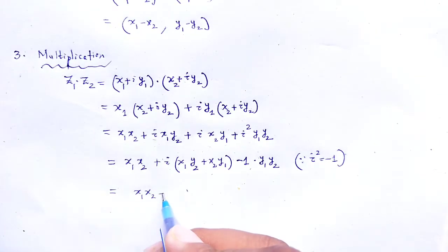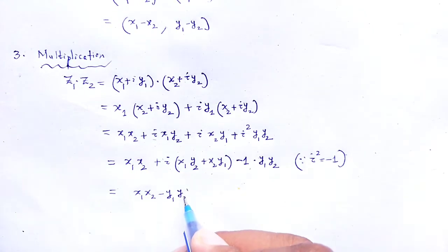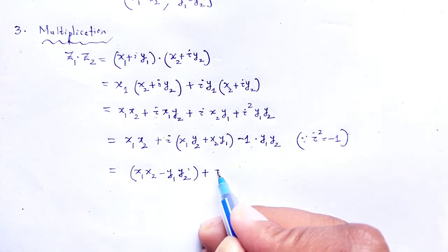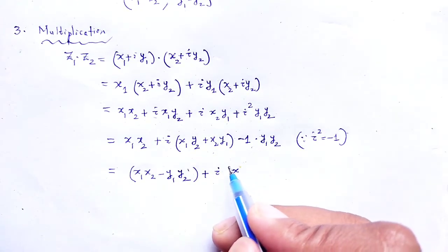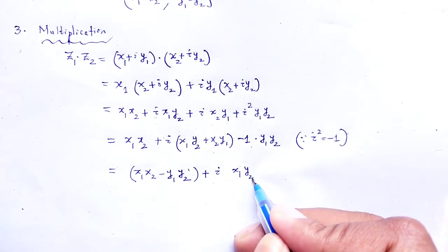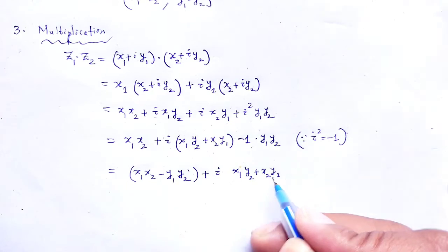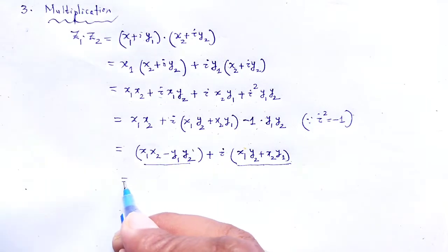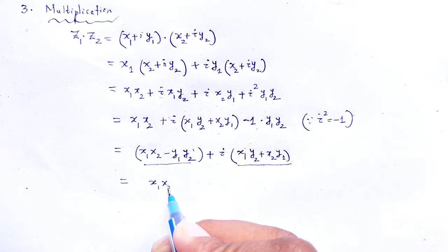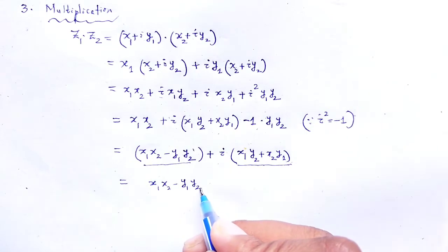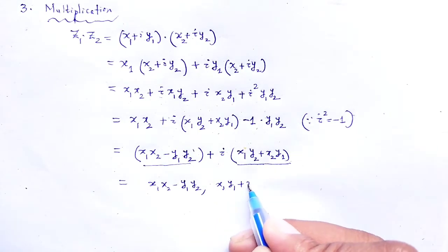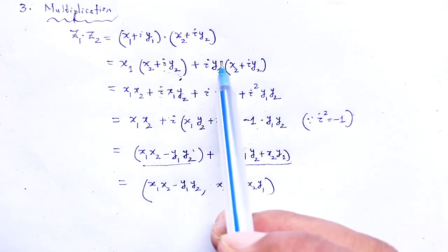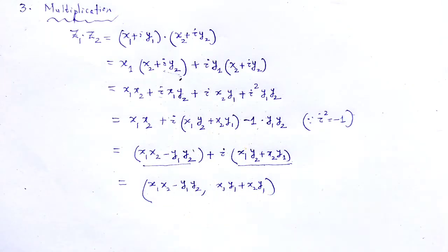So, x1 x2 minus y1 y2, plus i times (x1 y2 plus x2 y1). That bracket term is the imaginary part, and the other is the real part. So, it can be written as (x1 x2 minus y1 y2, x1 y2 plus x2 y1). So, the multiplication of two complex numbers results in a complex number.